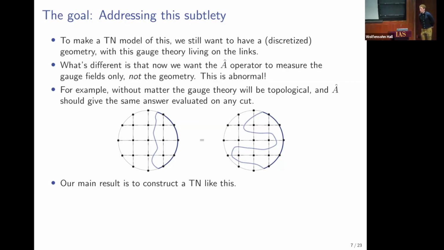But the minimization over the position will be non-trivial when there's matter, because the Wilson line then gives you a different value evaluated on different sides of the matter, like if it includes this guy or that guy. So this theory will be topological. If there's no matter, there's nothing stopping you from deforming this guy to that guy and getting the same value.